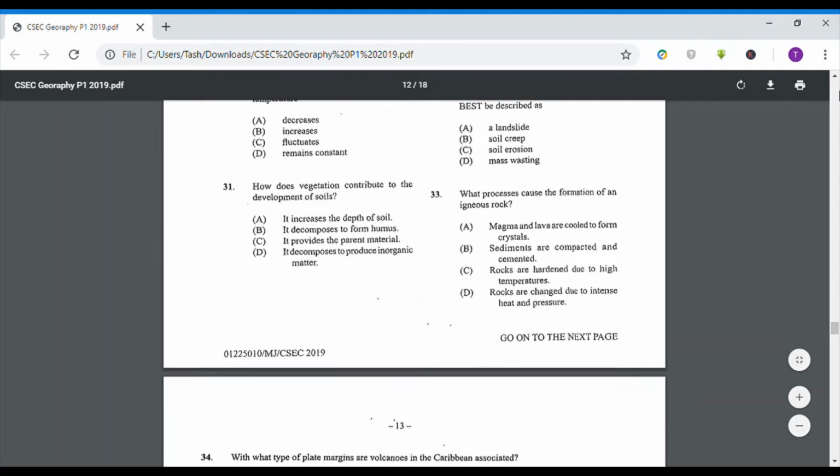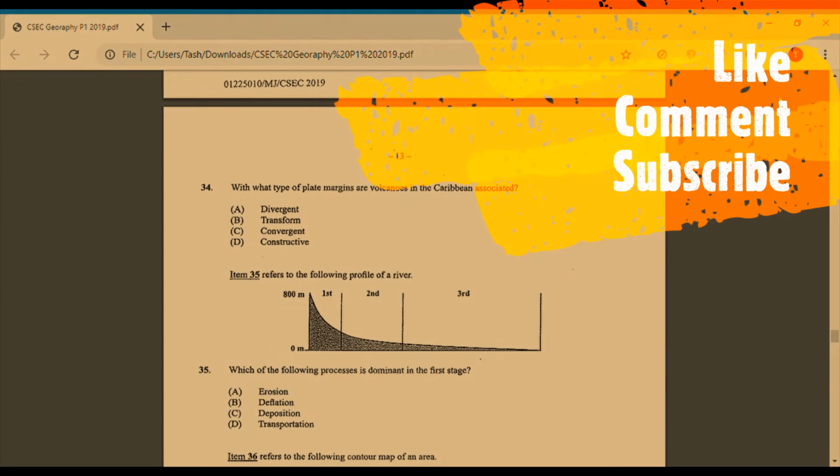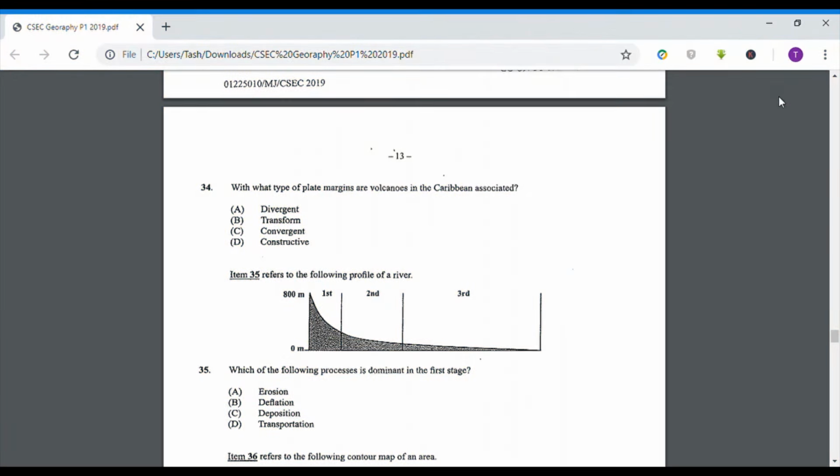So now on to number 34. With what type of plate margins are volcanoes in the Caribbean associated? So for number 34, the answer would have been C, that is convergent. As the word suggests, converge means coming together. So it just shows that the plates are coming together at that section. For the Caribbean, in the Lesser Antilles, you would see a chain of volcanic islands, which would suggest that at the subduction zone, we have magma coming up, which causes the islands to be formed basically in a line. So we would give C for number 34.